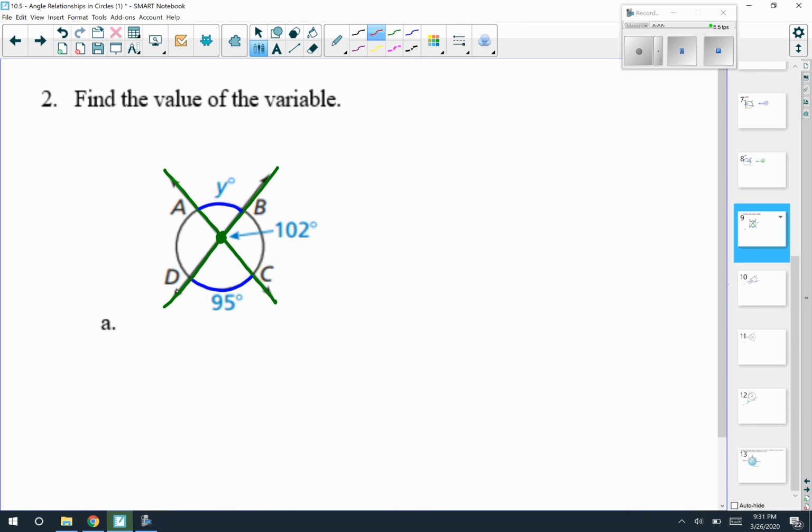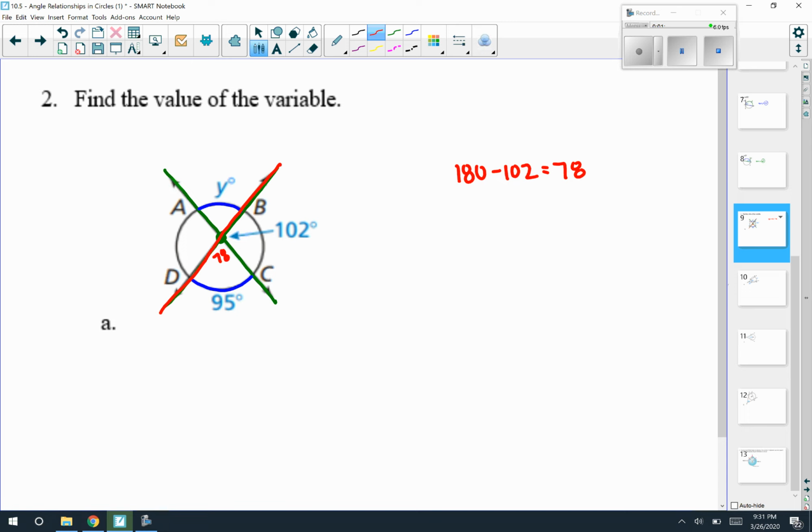So what I'm really looking at now is this straight angle. If you're looking at the straight angle, you should be thinking, okay, two angles on a line add up to 180 degrees. So I'm going to take 180 and subtract 102. So 180 minus 102 is 78 degrees. So I know that the angle measure right in here is 78.